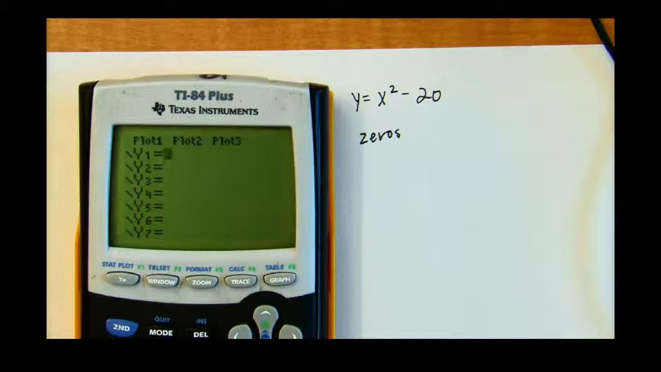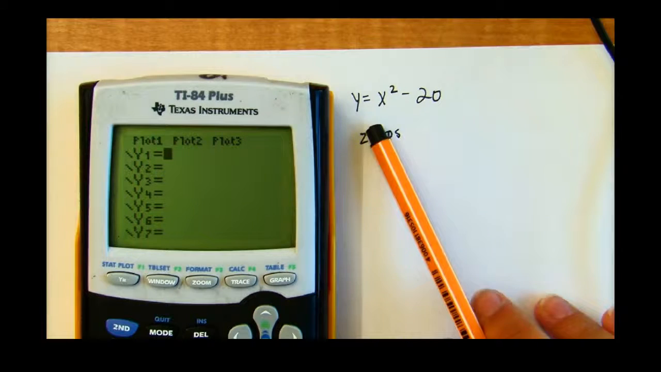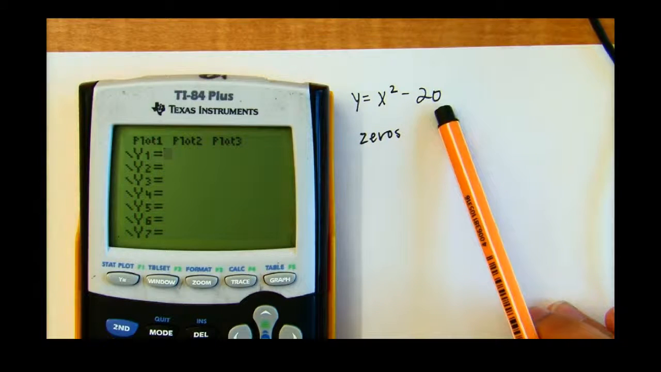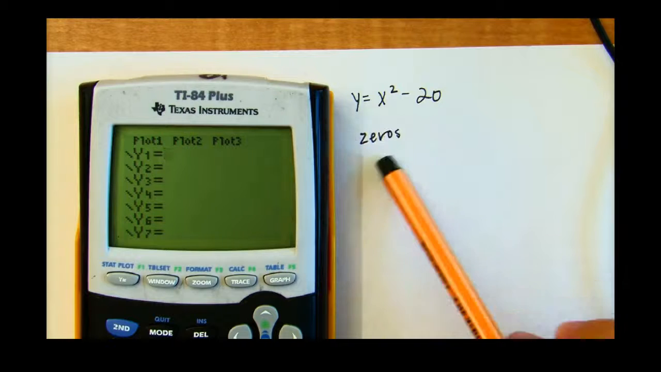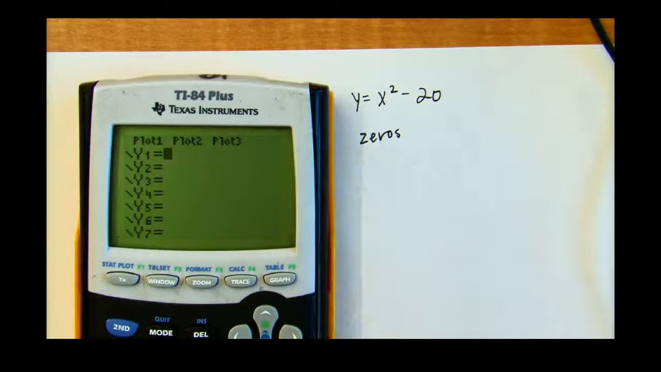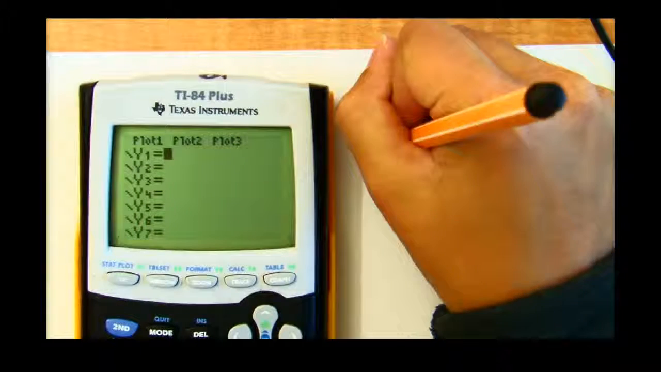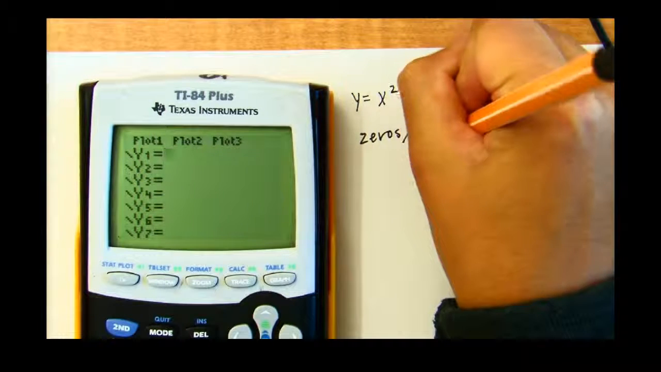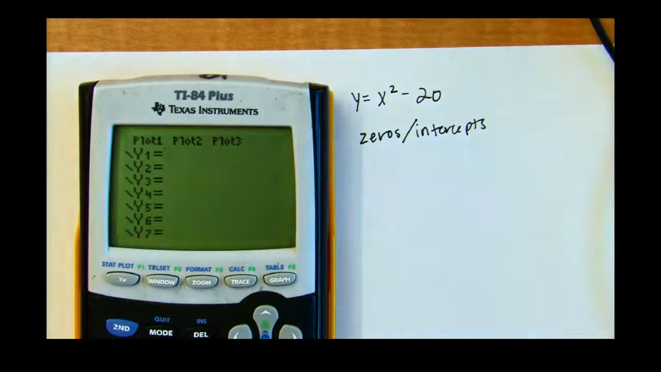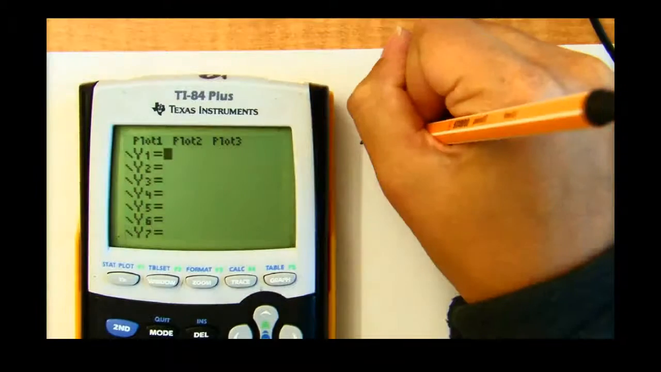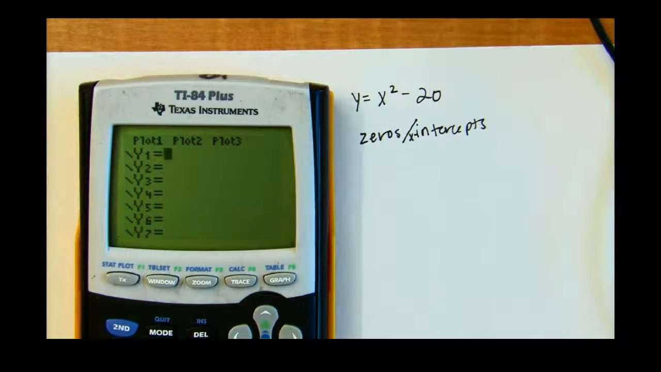So we're going to start off by graphing this equation, y equals x squared minus 20. And I want to find the zeros, or the intercepts. I'm going to write that down. Zeros or the x-intercepts to that equation.